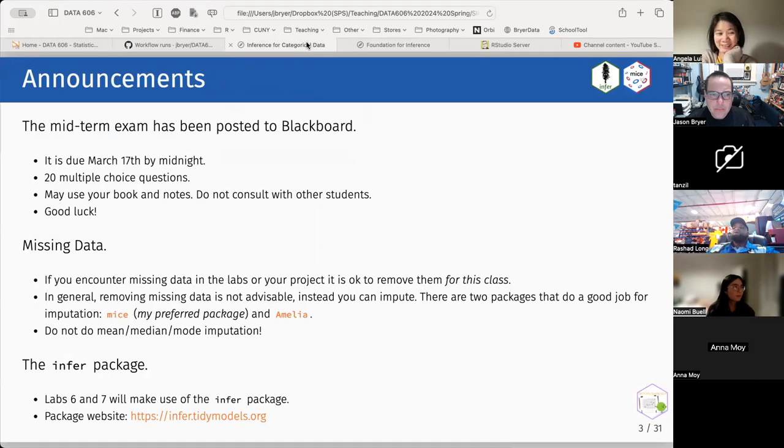For those who haven't already noticed, the midterm should be up now. It's 20 multiple choice questions. It's due by Sunday at midnight. You may use your book and notes. We just expect you to do the midterm yourself. Don't consult with anyone else, other students, spouses, significant others. Please do it yourself. Hopefully it's not going to take a lot of time, but you should set aside an hour or two.